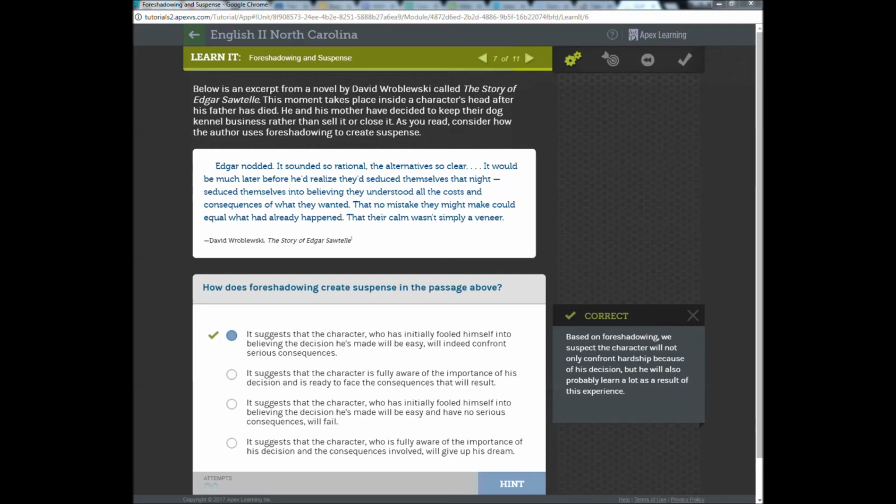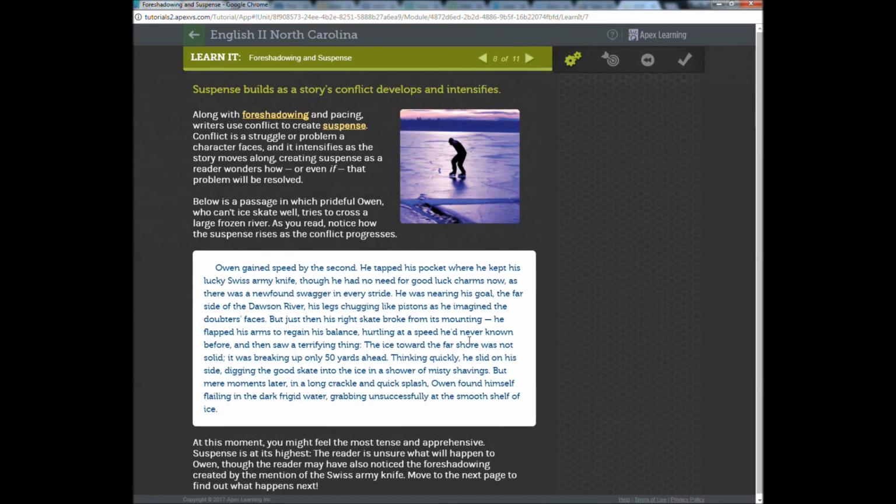So they want something, and they think they've weighed everything out, that no mistake could equal what had already happened. So they feel like the decision they made is a good one, and that nothing's going to happen, that their calm wasn't simply a veneer. And veneer just means a mask. So they're calm about everything. Everything's so rational and calm. But it would be much later before. So that is the moment where the author is foreshadowing that, hey, something is about to happen. Something's going on.